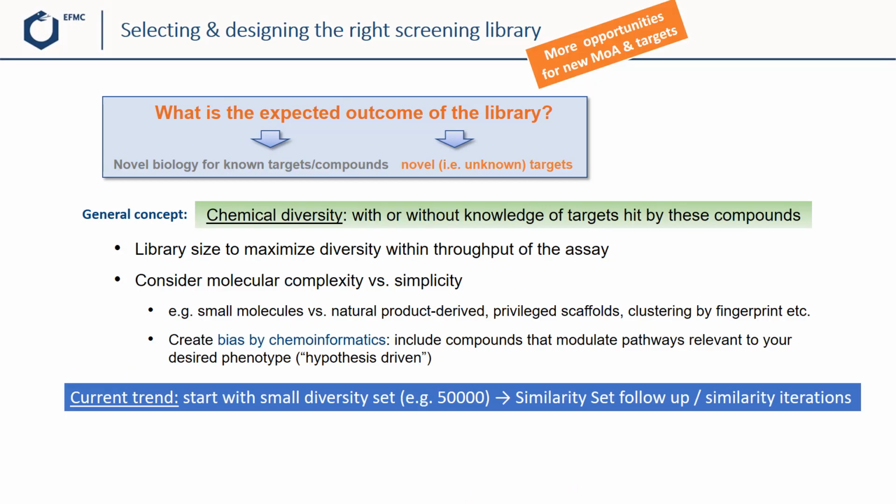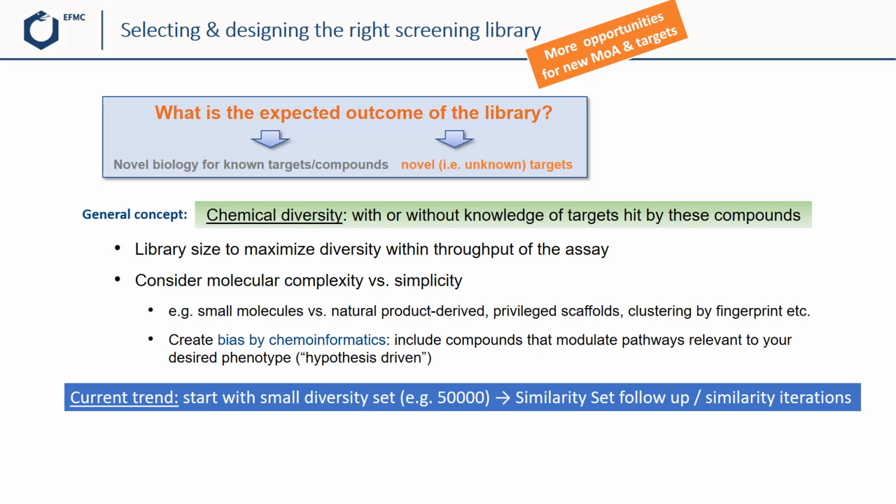The second scenario would be to compile a compound set that is intended to discover new targets. This is often referred to as chemical diversity sets or phenotypic-oriented libraries. These compounds may or may not have some knowledge about targets they hit associated with them. Referring back to the limits of assay throughput, you would still try to maximize the structural diversity within your compound set as best as possible.